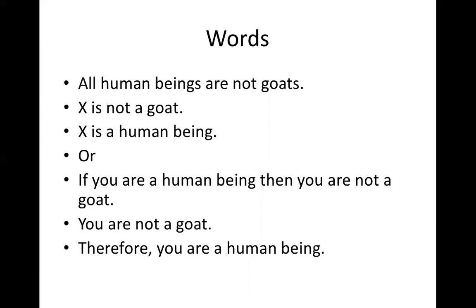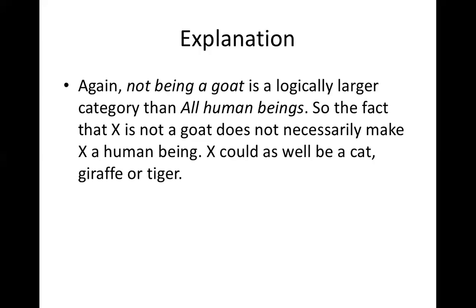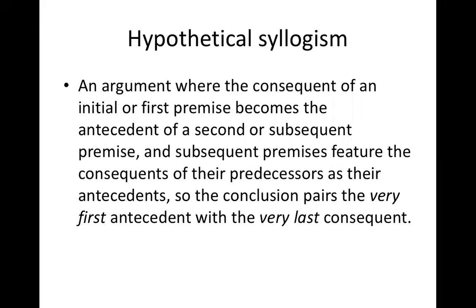But we have said that any argument that affirms the consequent is not a valid argument. You can only reach a valid argument by denying the consequent. So again, not being a goat is a logically larger category than all human beings. The fact that X is not a goat does not necessarily make X a human being. X could as well be a cat or a tiger. Now, we are done with modus ponens and modus tollens.